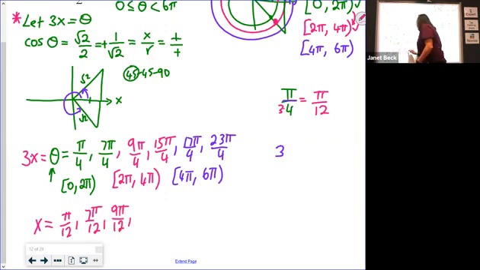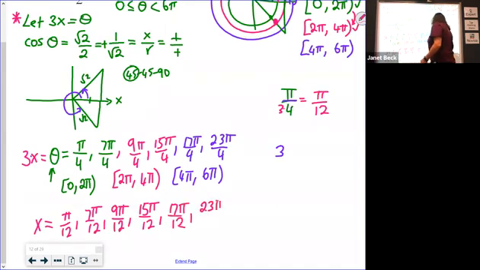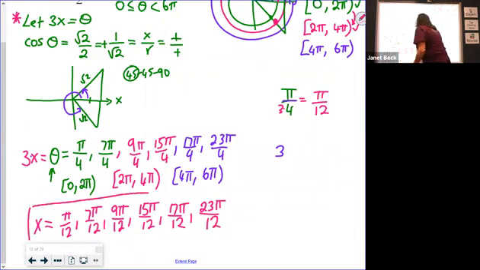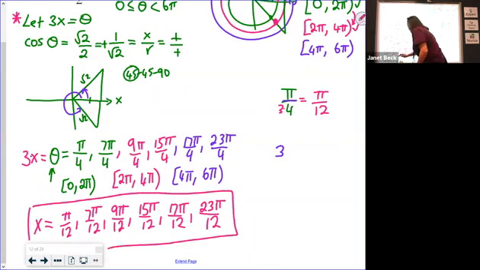No, what I said there was wrong. 15 pi over 12, 17 pi over 12, and 23 pi over 12. That's your final answers. Okay, keep track of what you're doing by writing out what it is you're working out, not just a list of answers. Okay, so that was our warm-up.